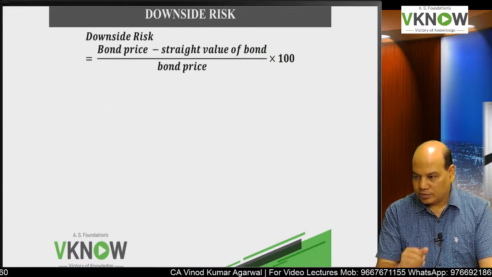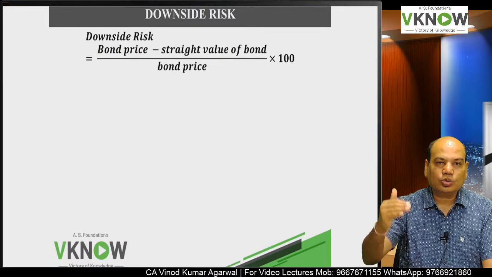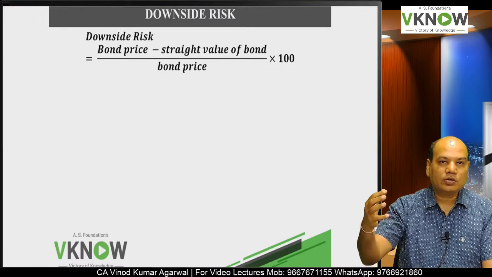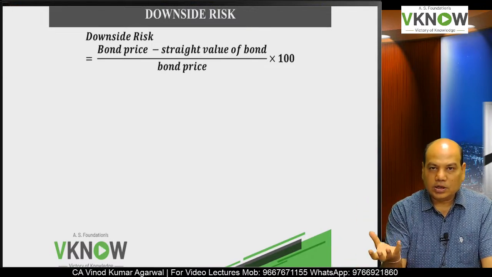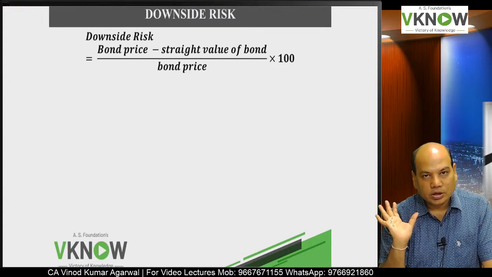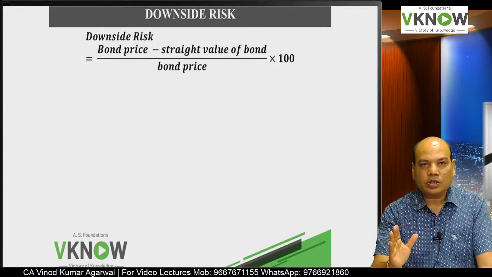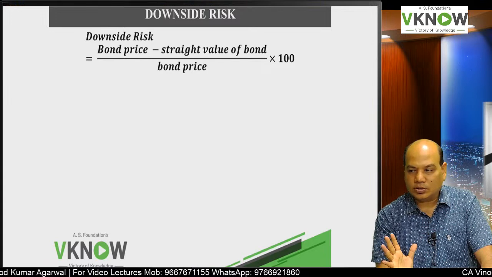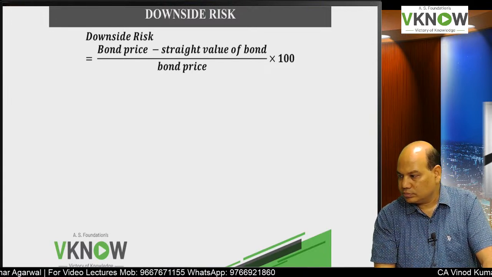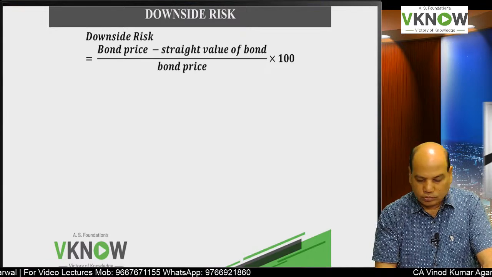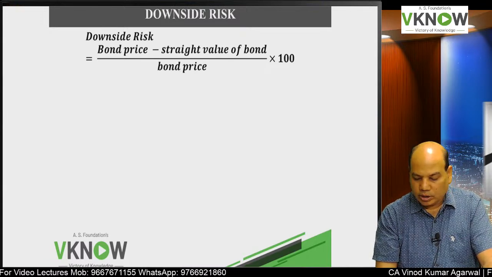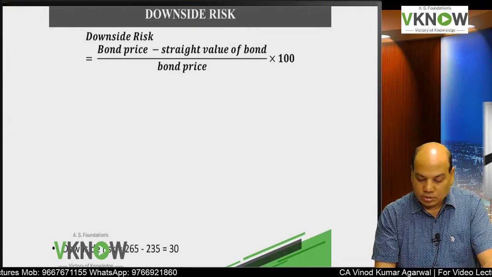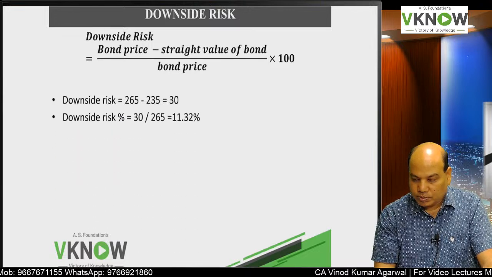Second, write down downside risk. It means the value of the share can go down to the level of the straight value of the bond. Even if the share price falls by a large amount, at least you will get the present value of coupon and redemption value. So the maximum risk you are taking is to the extent the bond price can go down to the straight value of the bond. So please write downside risk equal to bond price minus straight value of bond upon bond price.